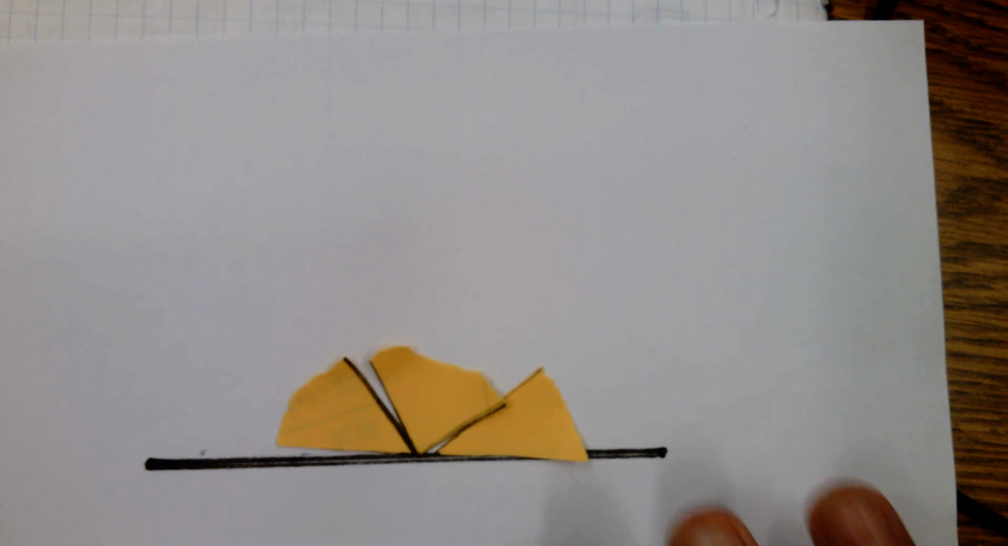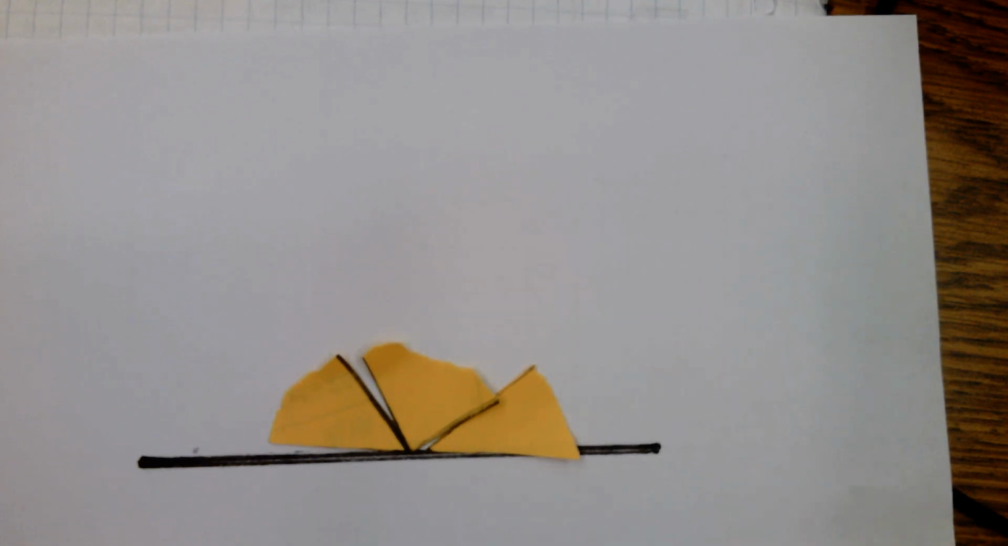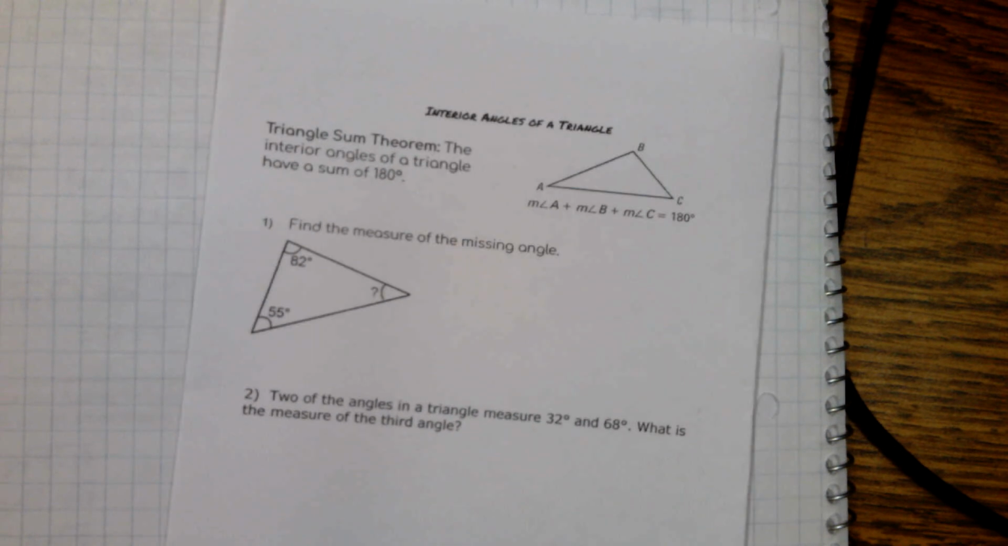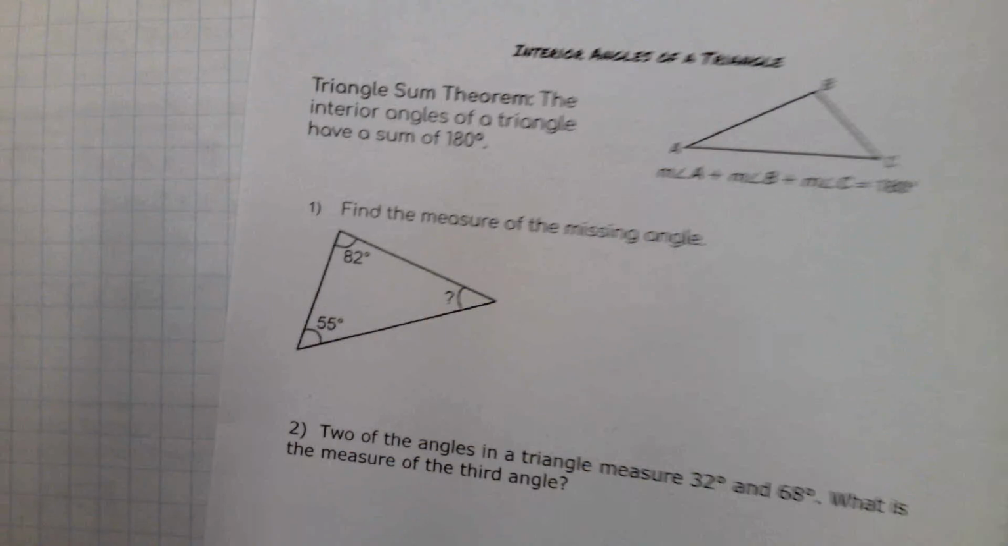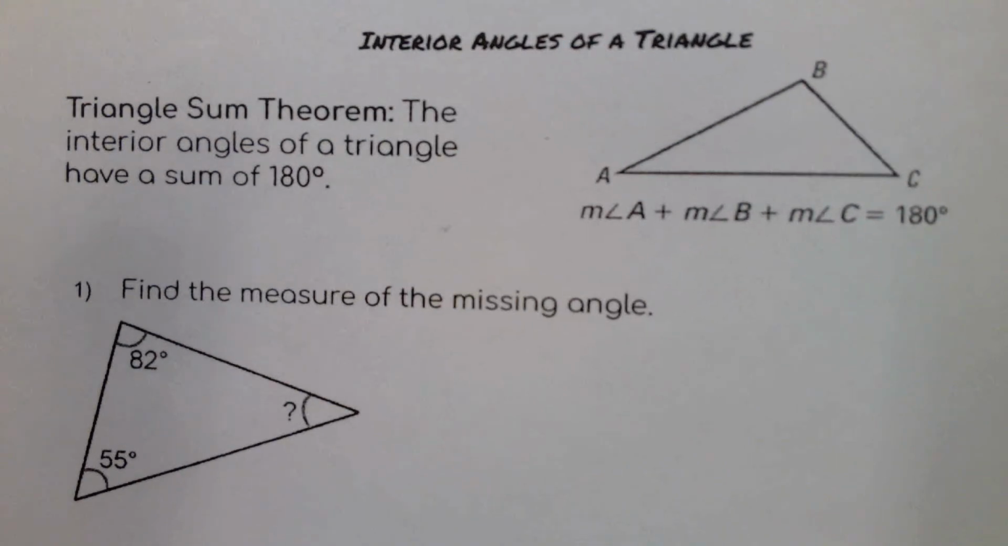And these 3 as well, all the corners form 180 degrees. So all the angles basically add up to 180 degrees. And that's known as the triangle sum theorem. So that's what we're going to talk about today, the triangle sum theorem. And here it is.